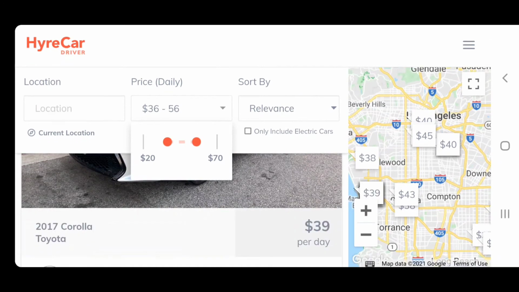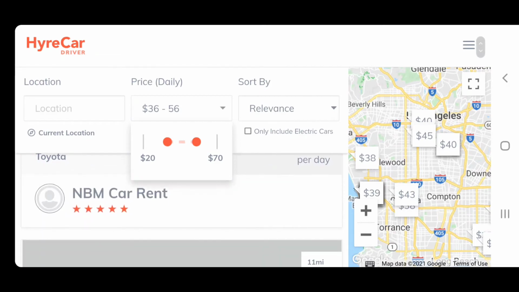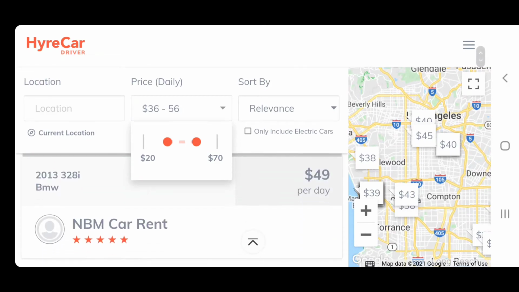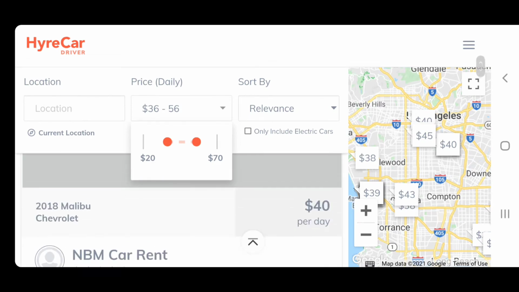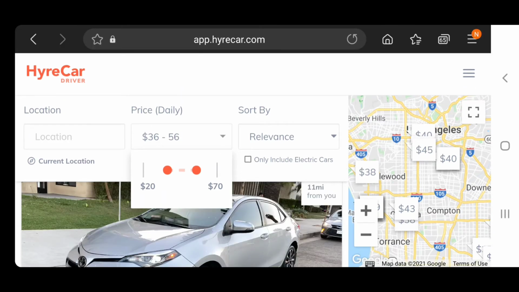So like this one populated, 2017 Toyota Corolla, $39 per day. And this is how you just start seeing your market. Putting the zip code in, putting the price range in. Whatever zip code you want to work in or have your cars rented from, you can start seeing your competition for that area. Highly recommended.